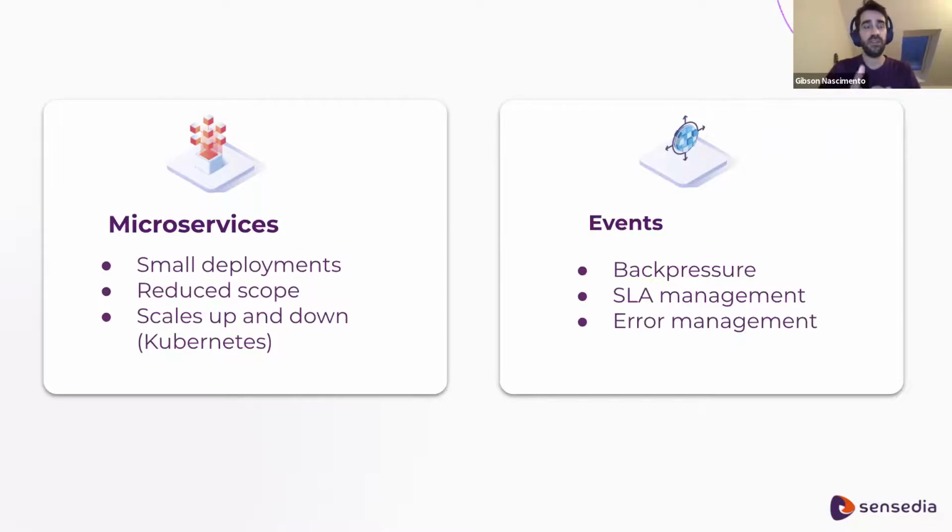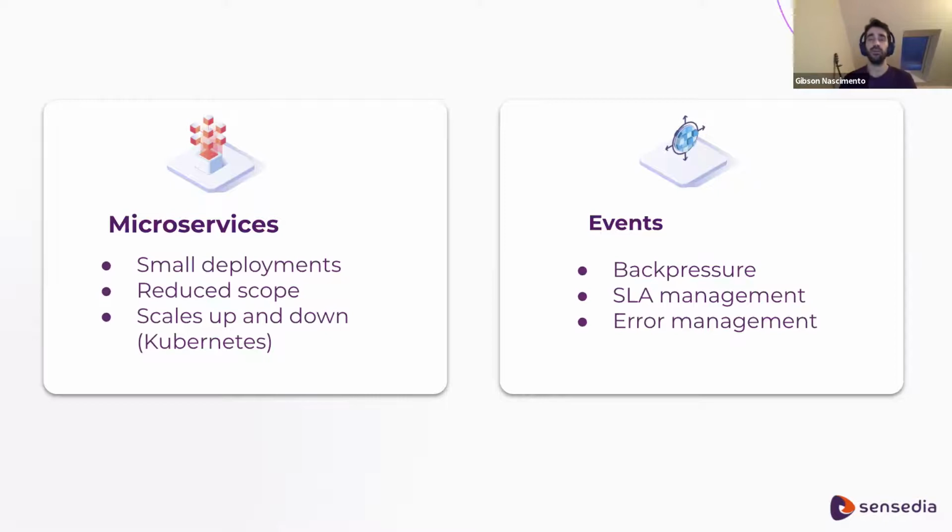As an effect of that, you have a very reduced scope, right? So you don't build a big application to then test everything. You can test the small pieces of your application. And like Erik also mentioned, if you are using Kubernetes, for example, you will be able to scale up and down much quicker as well.